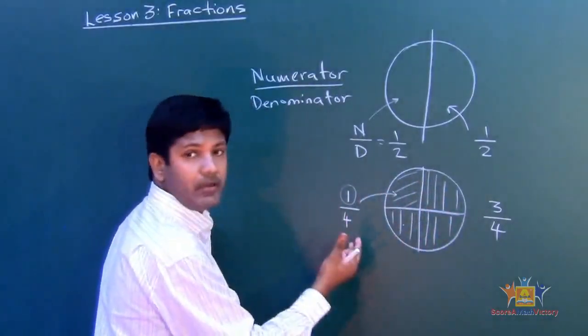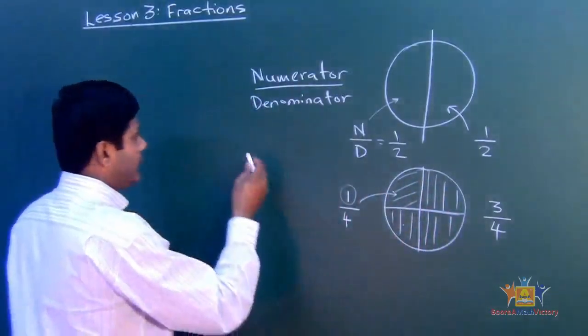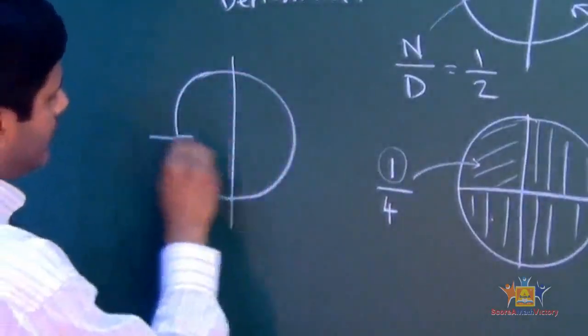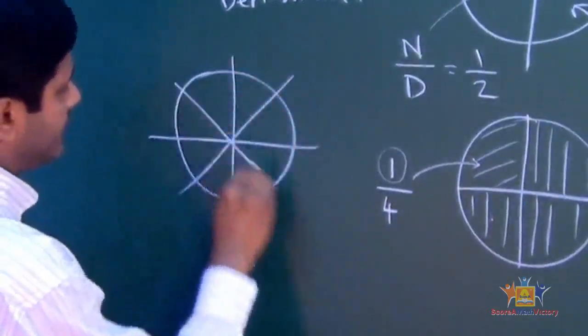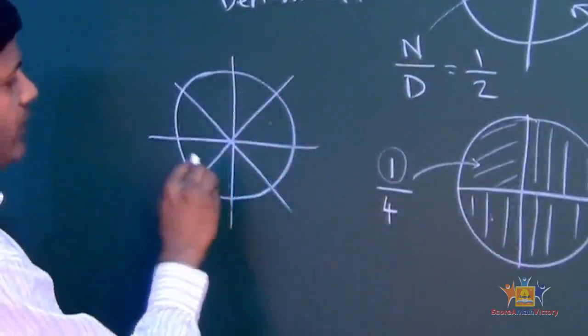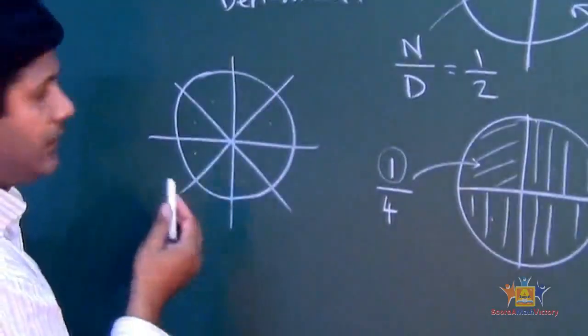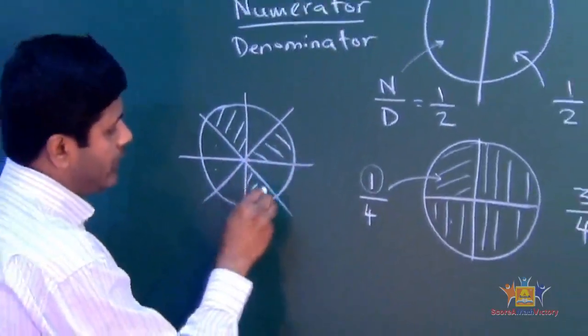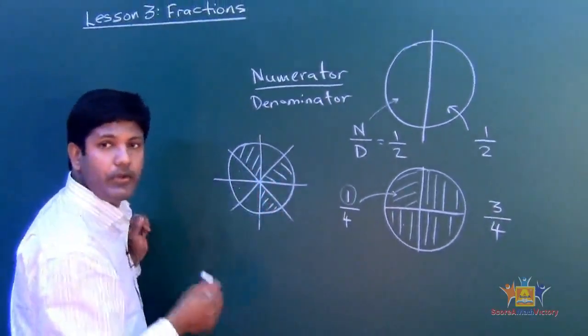Now let's say I have another pizza, and this time I cut the pizza into 8 pieces: 1, 2, 3, 4, 5, 6, 7, 8 pieces. And I only want 1, 2, 3. I want to represent the 3. How do I do that?